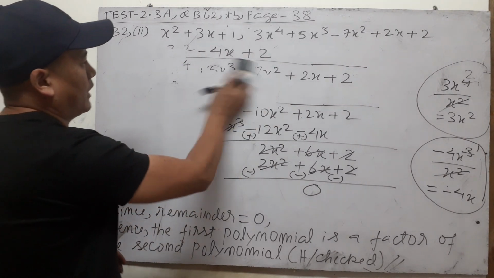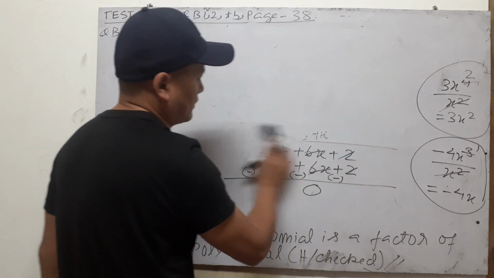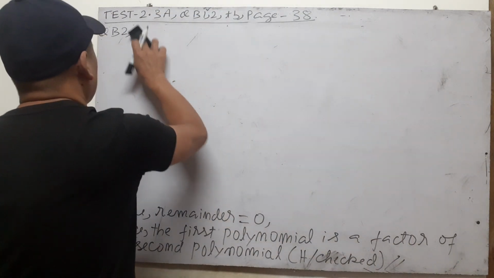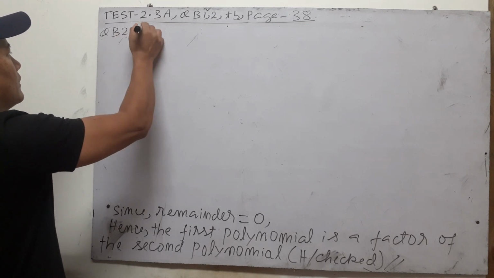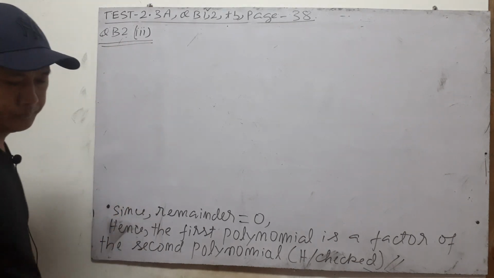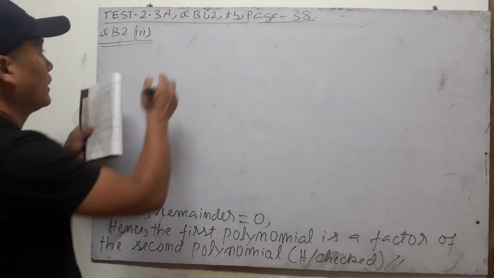So the first two are factors, because the remainders are 0 in the first two questions. The last one, let us check whether it's likewise or different. So the third one, the last one for this test portion. So let us see here. Read the first polynomial there.